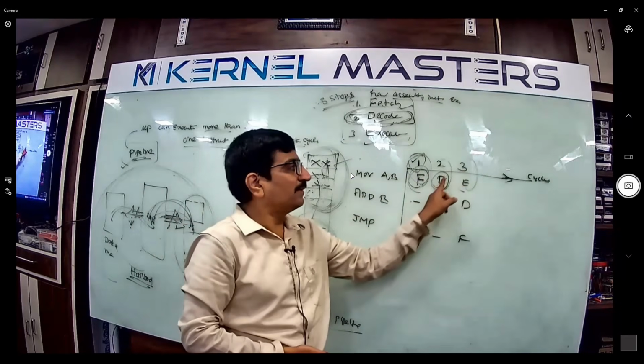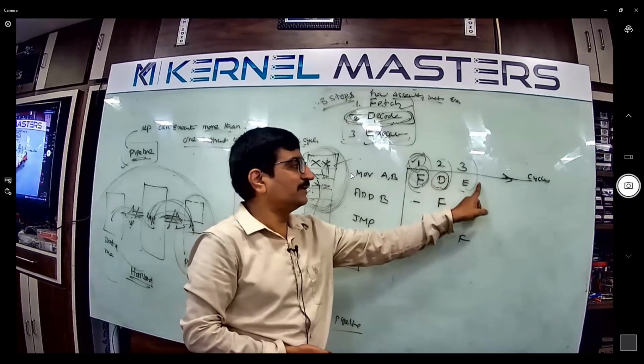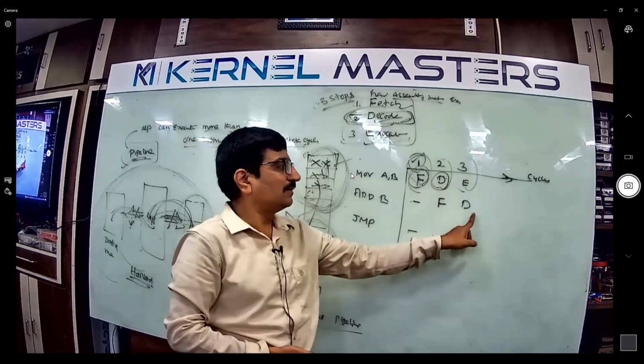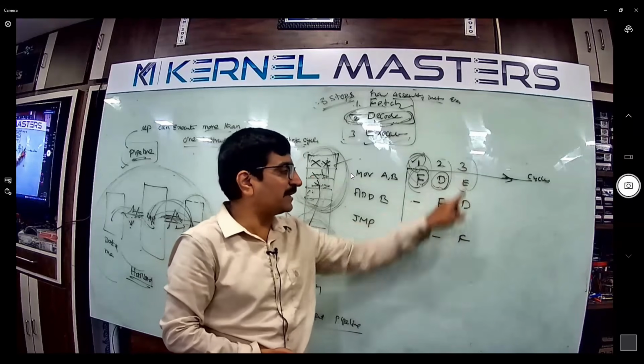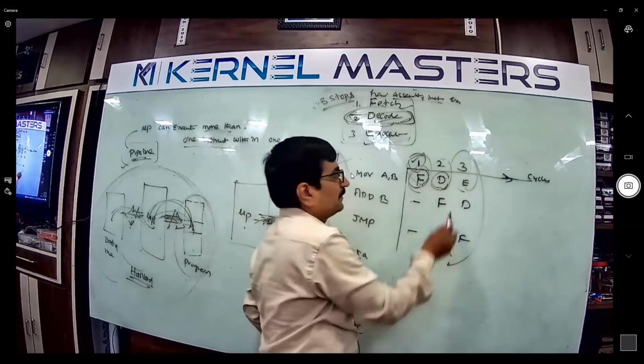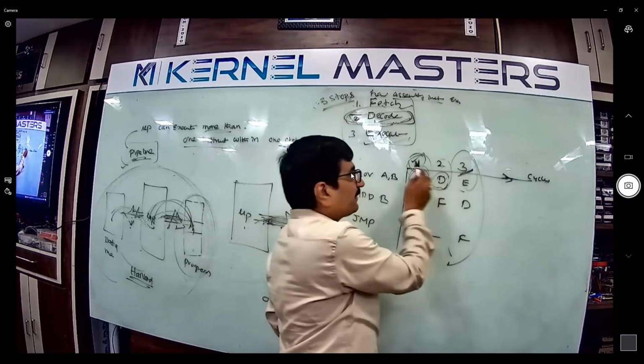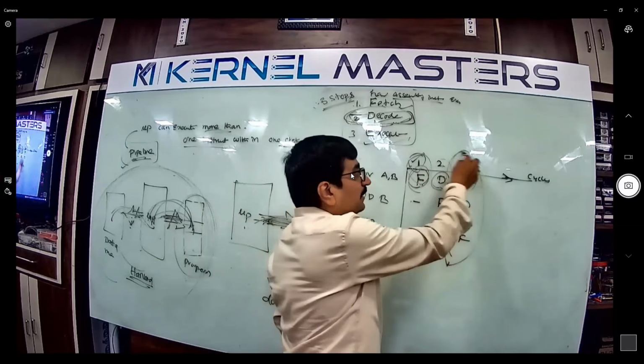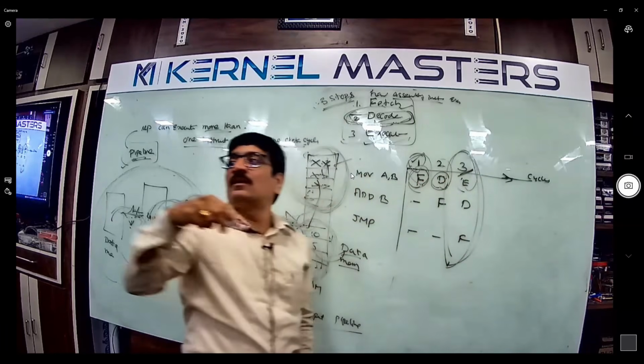Third cycle, what happened? The first one goes from decode to execution. The second one goes from fetch to decode. And the third one is fetching. So what happened? Tell me the meaning of pipelining. You can see in the third cycle, not the first only, you can observe that more than one instruction executes.